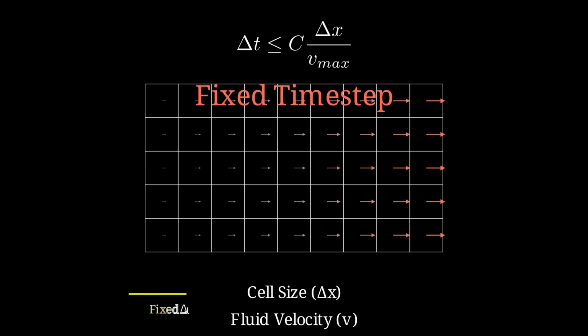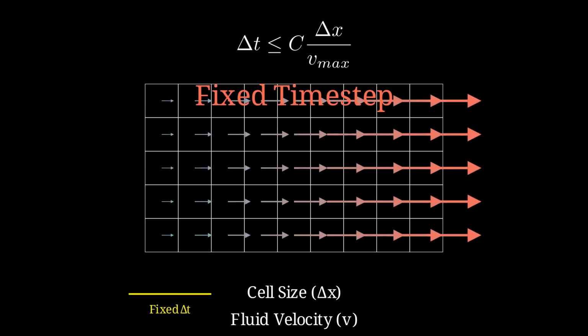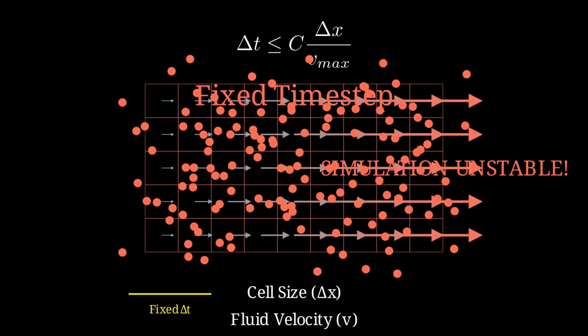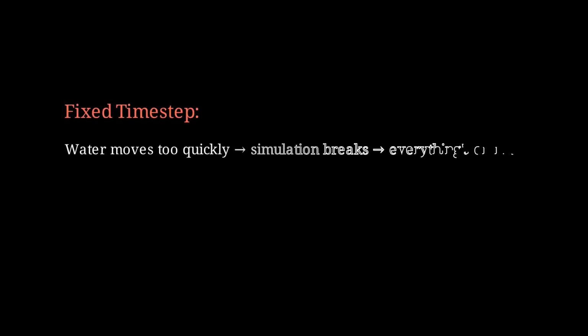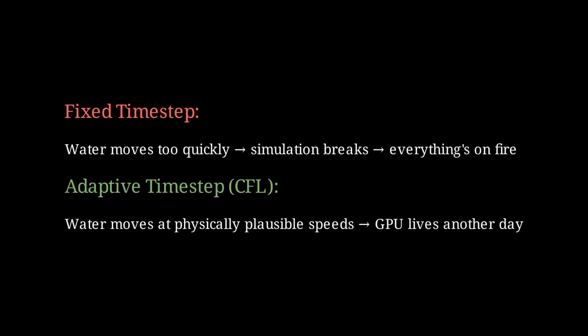With the fixed timestep, water sometimes moves too quickly, the simulation breaks, everything's on fire. With adaptive timestep, water moves at physically plausible speeds, my GPU gets to live another day. For now.